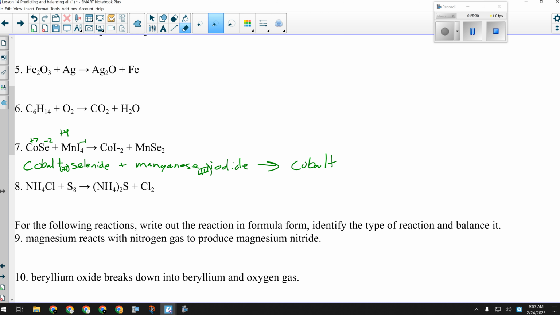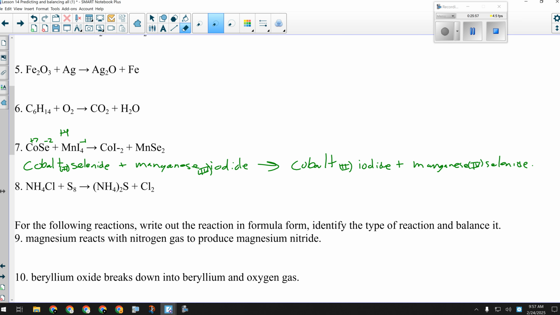And that is going to give us on this side cobalt(II), still Roman numeral 2. That won't change. You don't have to figure it out twice. Once you figure it out on one side, it's going to be the same on the other. So cobalt(II) iodide plus manganese(IV) selenide. All right, so that's what that should look like, written out in words.